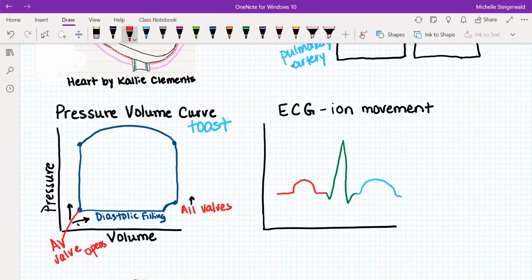And that's because we've started to contract. And so that AV valve is closed, has slammed shut, and we haven't built up enough pressure to open the aortic valve. This pressure volume curve can actually be for either the right or left side of the heart, but we typically look at it in terms of the left. So I'm just going to label this as left, and we're going to talk about the aorta.